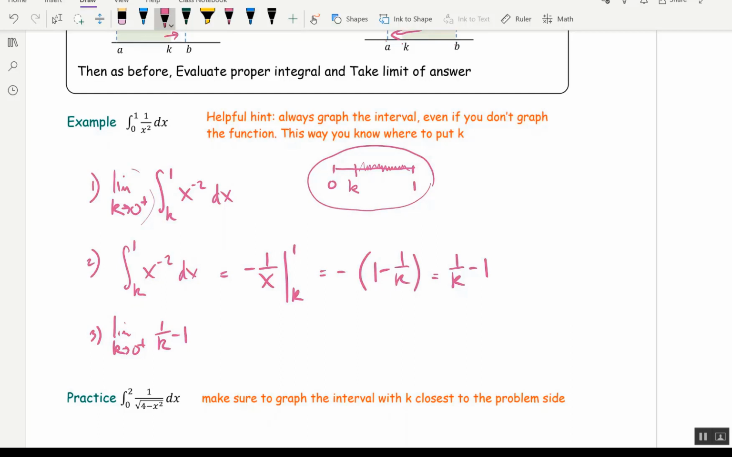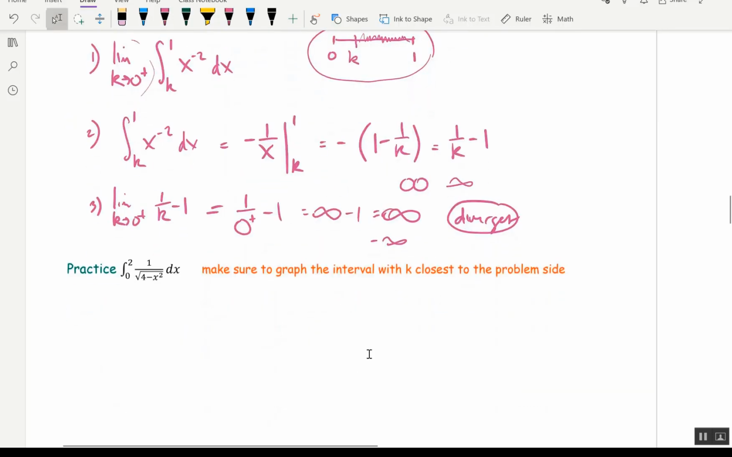All right, so this is a little tricky. So 1 over k is going to 0 from the right. That's going to be 1 over 0 from the right. So we're approaching 0 through positive values. And then, of course, we're subtracting 1. But 1 over 0 through positive values is infinity. So we're getting infinity minus 1, which is still infinity. So the integral diverges.